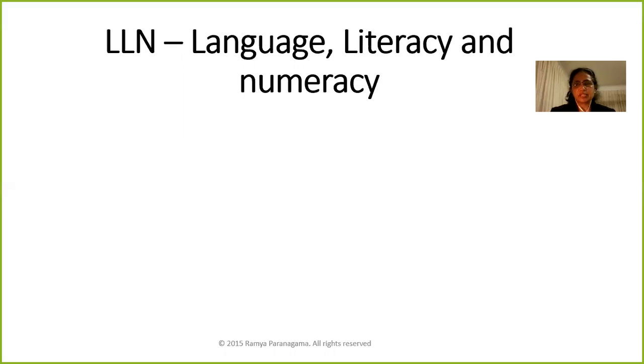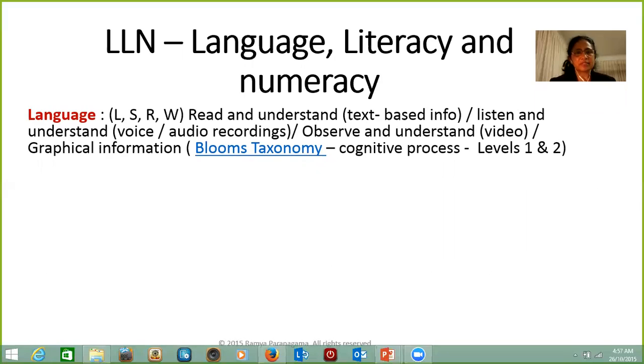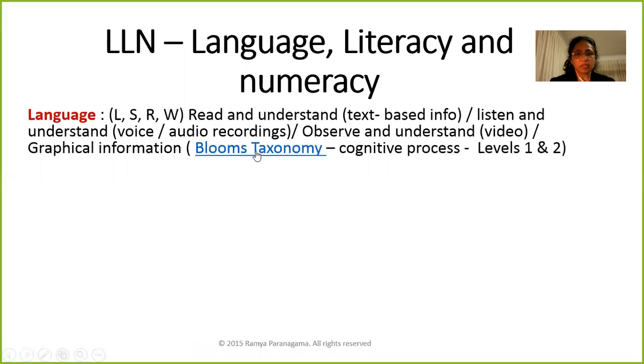So as was said, language, literacy, and numeracy. The language is mainly focusing on reading and understanding. But the language area is listen, speak, read, write. The 4 skills are involved. But referring to online learning, it's important to understand text-based information, and then the information coming out of any voice or audio recordings, video clips, which sometimes have diagrams. Then graphical information could be in the form of pictures, conveying a message.